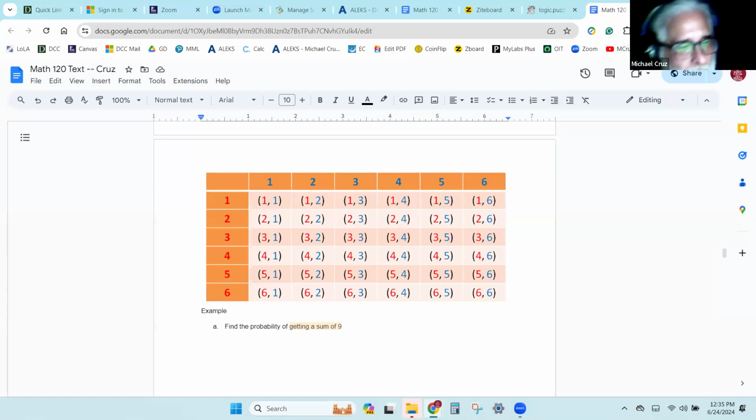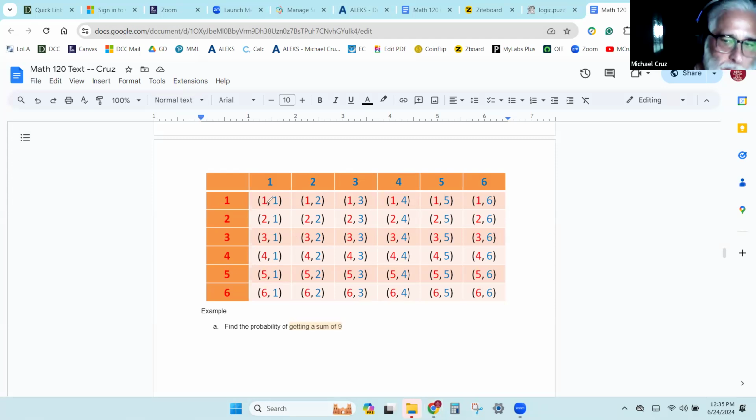So let's go ahead and just look at a couple of examples of probability using a given sample space. On this one, we want to find the probability. This is the two dice. In other words, if you get a die with 6 sides and another die with 6 sides and you roll them together, then you can have 36 outcomes because of the counting principle. 6 times 6 gives you 36. And these are the 36 outcomes.